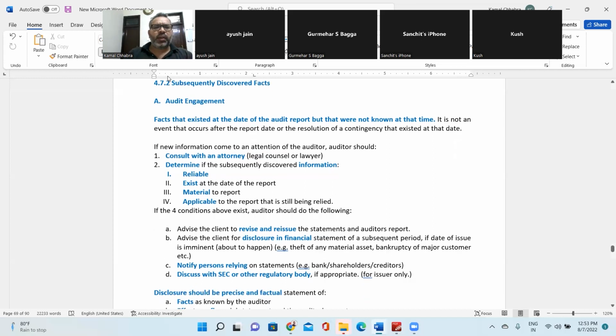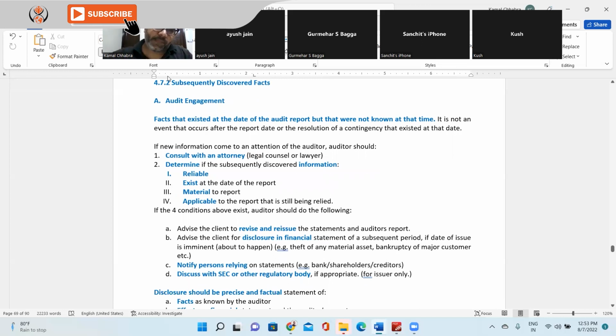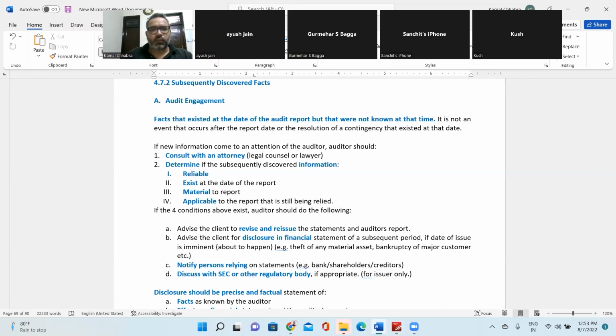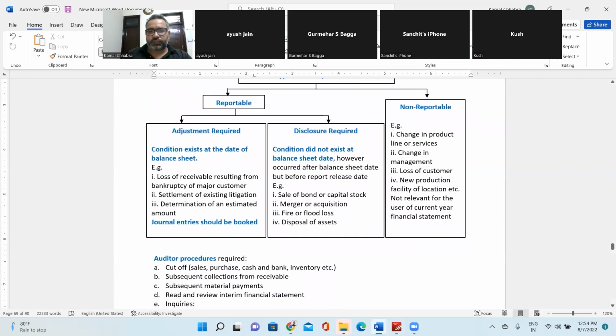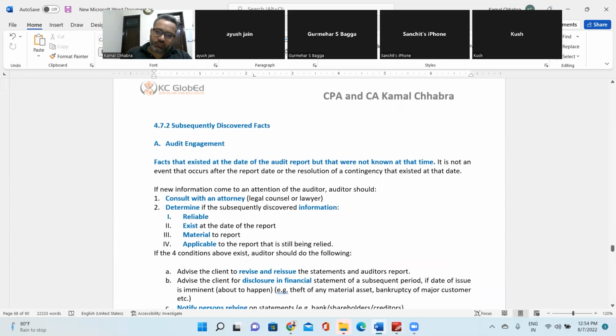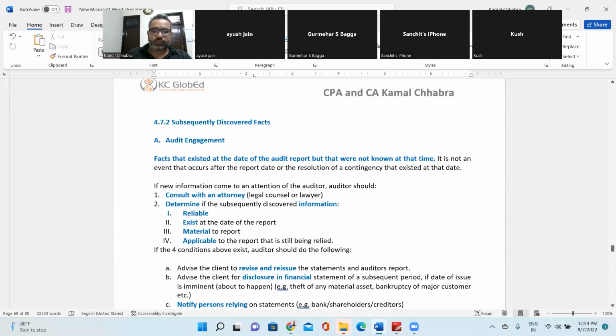The fact already existed, but it has been discovered subsequent to the balance sheet date by the auditor. We discussed the sales example in subsequent events: if the sale is in January and the complaint was raised in February, before the signing date. But what if the sale is in December, which is in the reporting period, and the complaint has been raised subsequently in January? Then it comes into the disclosure part. If the complaint was also in December, then it would be a subsequently discovered fact, if it did not come to your attention before the year end.